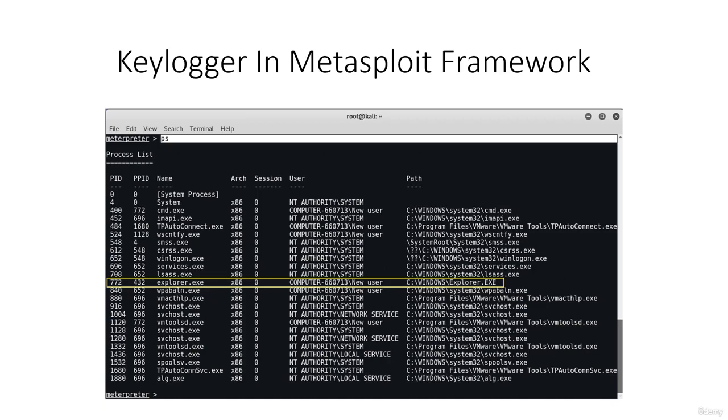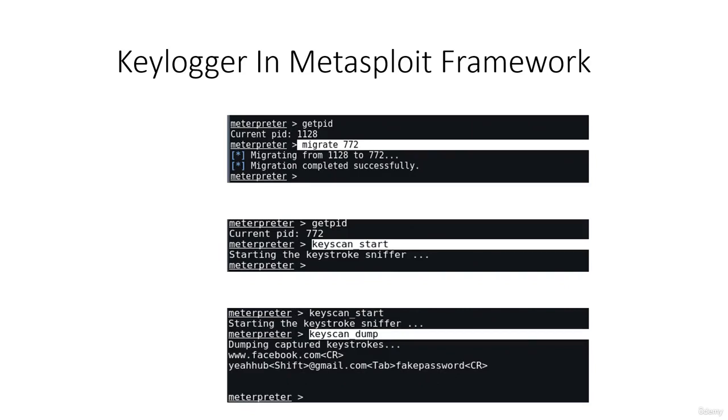The process ID is 772, which we need before starting the keylogger module. To check your current process ID, where you injected your payload, just type getpid in the Meterpreter session. As you can see, you get your current PID, which is 1128, and to migrate to the explorer.exe PID we have to use the migrate command.